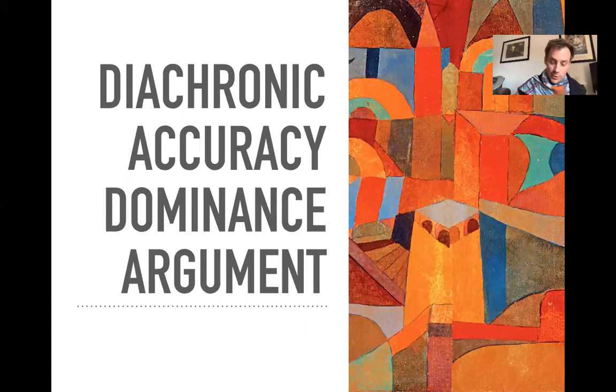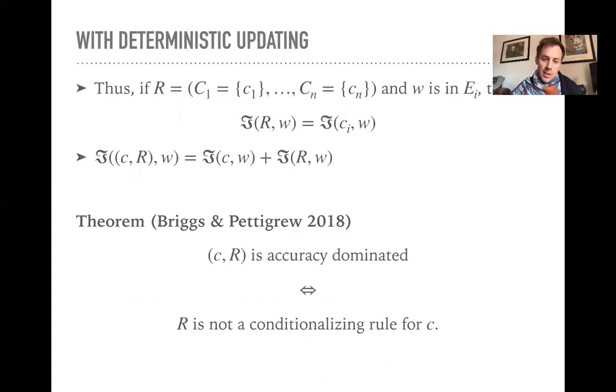Now, penultimately, we're going to get onto the diachronic accuracy dominance argument. This is an argument that Ray Briggs and I gave a couple of years ago. It's similar to the argument we just considered in that it takes the goal of credences and indeed updating rules to be to provide accurate representations of the world. But it's a little bit like the diachronic Dutch book argument in that it judges the credence function and the updating rule together, rather than keeping the credence function fixed and judging the updating rule by its lights. So we take the inaccuracy of the pair at a particular world to be the sum of the inaccuracy of the credence function at that world and the inaccuracy of the updating rule at that world.